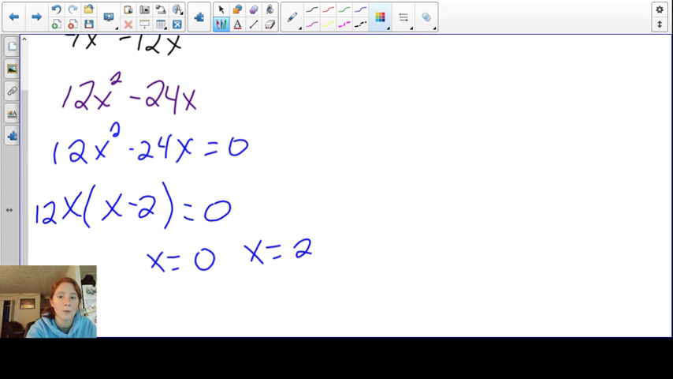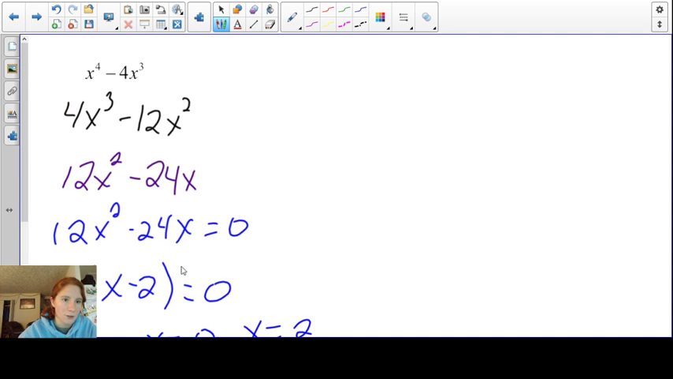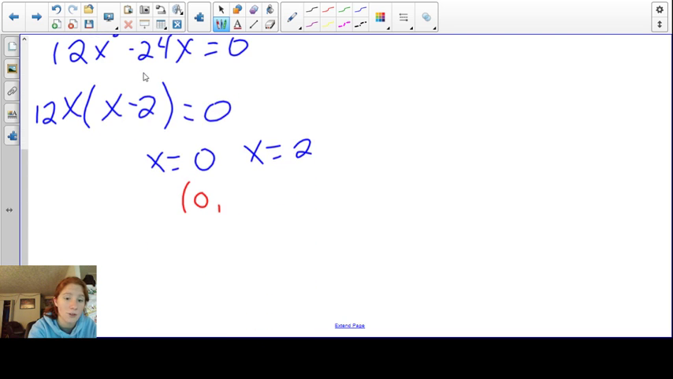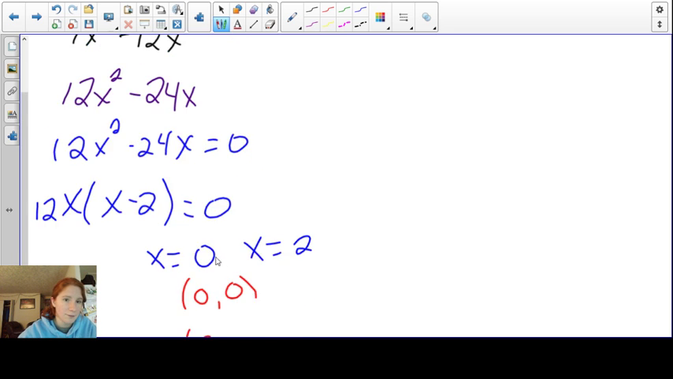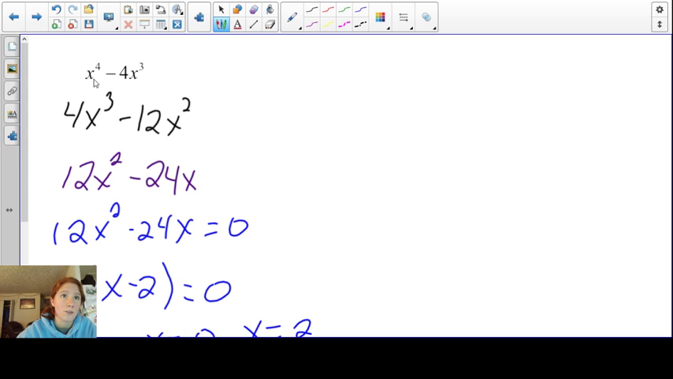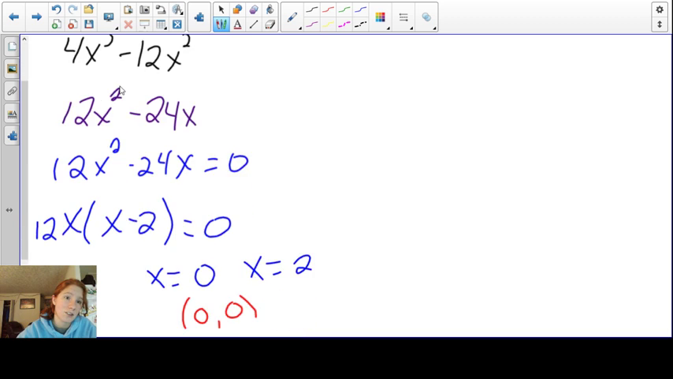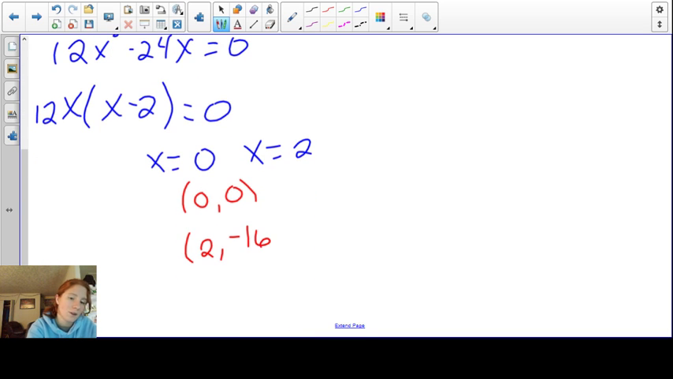Now I want to figure out where those points are, so I'm going to plug them into the original function. When I plug in 0 to the original function, I have 0 minus 0, which is still 0. Now, my 2, however, is going to be a different story. I have 2 to the 4th, which is 16, minus 2 to the 3rd, which is 8. 8 times 4 is 32. So I have 16 minus 32, which gives me negative 16. So that point is at (2, -16). So I have those two different points.